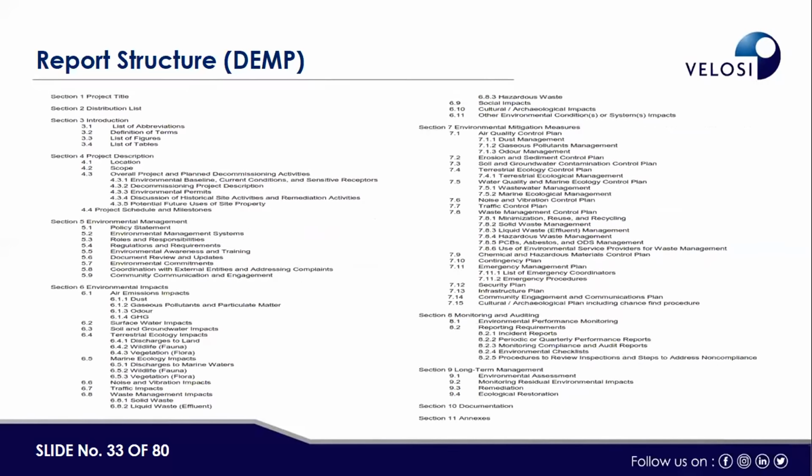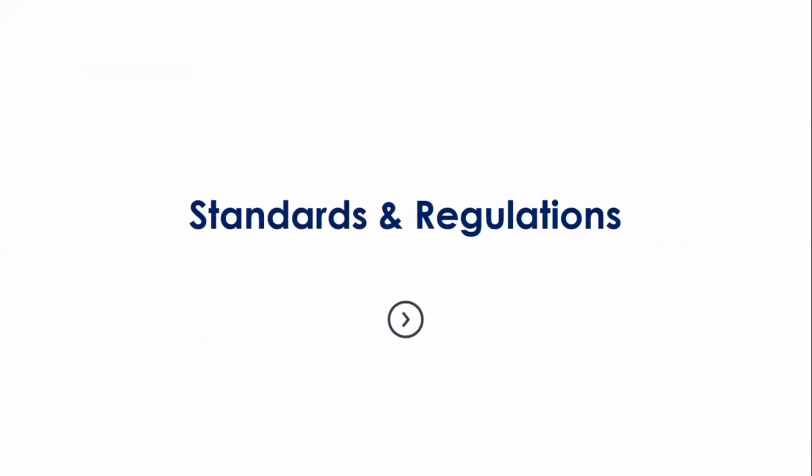This is again the report structure for the DMP. It is also the same as the OEMP and the CMP. The difference here is only that we have to cover those environmental impacts that are related only to the demolition of the project. So this is the standard and regulation.